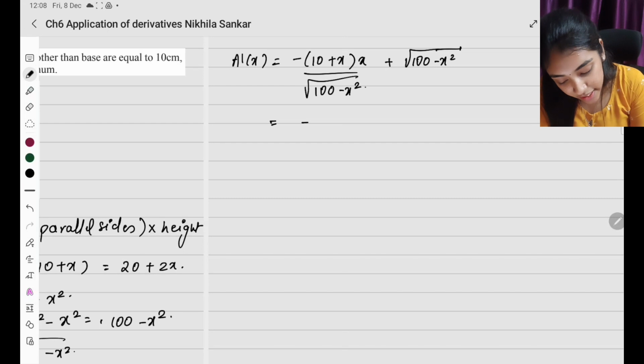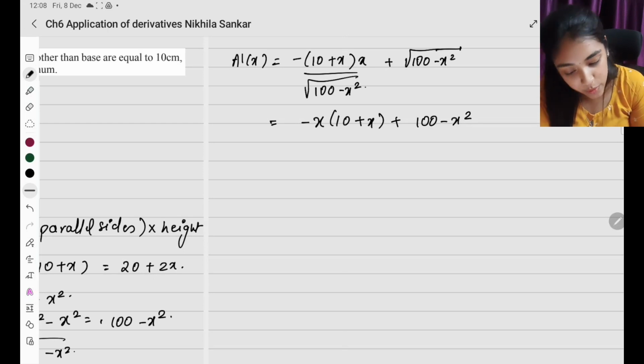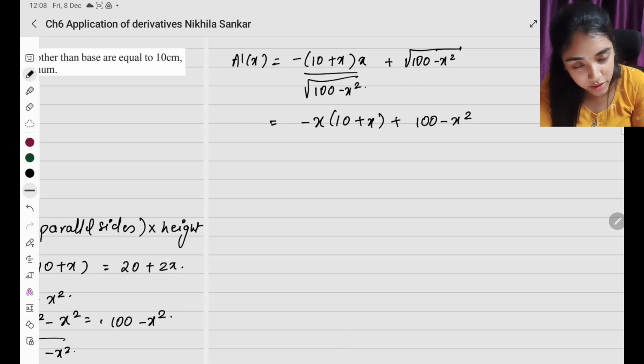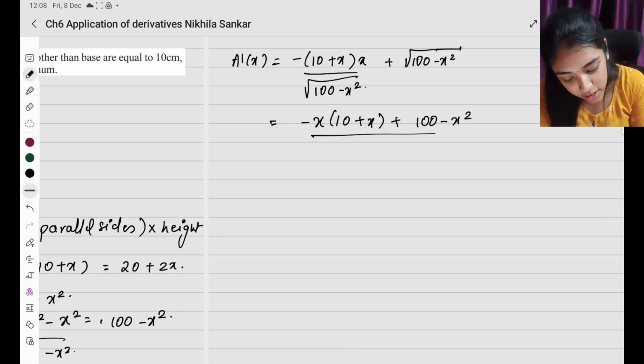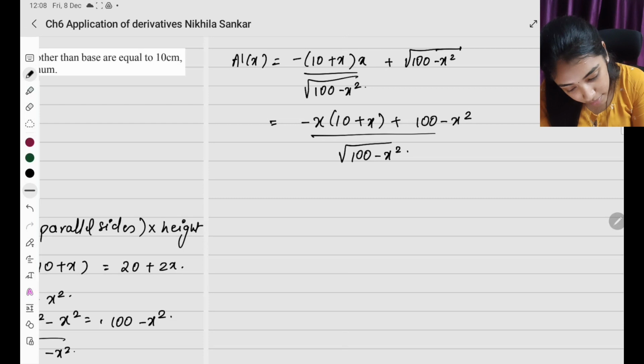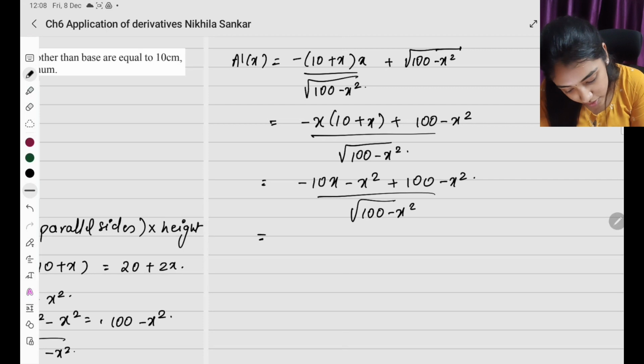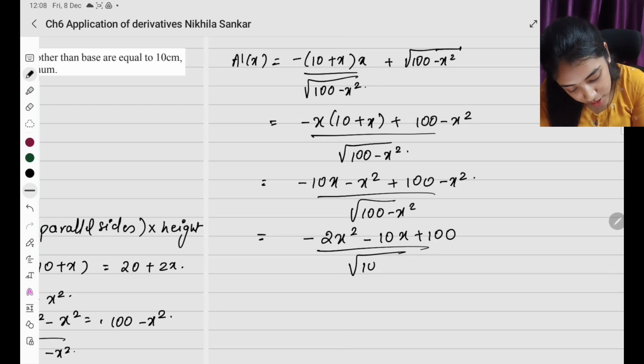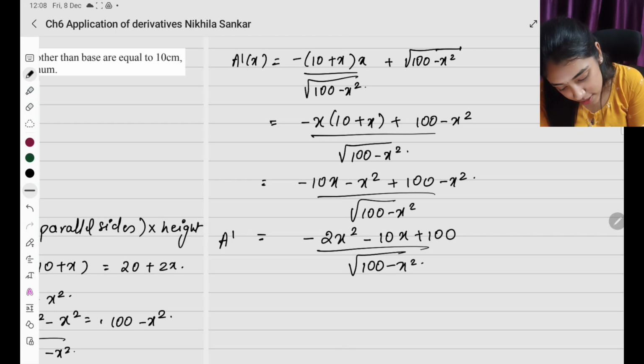When I take the LCM, I have minus x times 10 plus x, plus 100 minus x square, since square root of 100 minus x square times square root of 100 minus x square is 100 minus x square, all divided by square root of 100 minus x square. So when I simplify, I have minus 10x minus x square plus 100 minus x square, divided by square root of 100 minus x square. So this is going to be minus 2x square minus 10x plus 100, divided by square root of 100 minus x square. So this is my A dash of x.